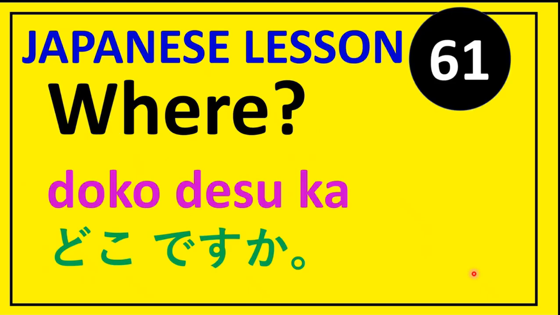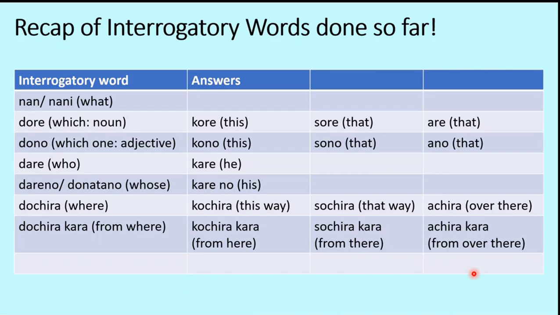So let's begin today's lesson, lesson 61, where doko desu ka? Over the past 60 lessons, from time to time, we have learned about several interrogative words and the nuances surrounding the usage of each. So it's a good idea to watch the lessons of this playlist in a serial order to have a systematic understanding of Japanese grammar. Anyways, let's take a quick look at what we know so far about interrogative words.